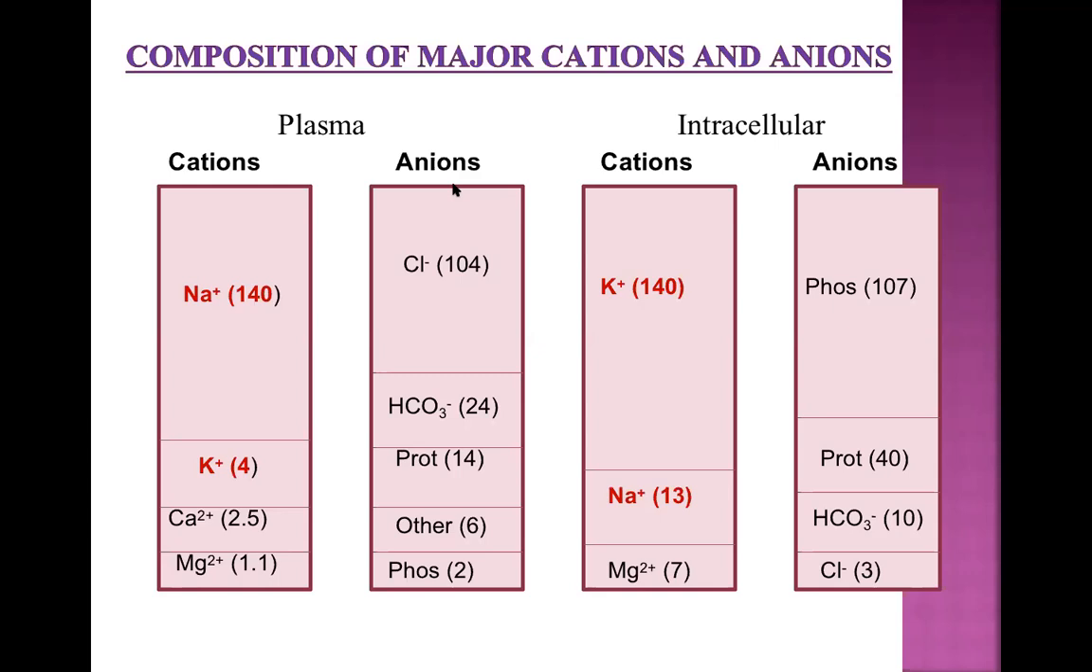Whereas regarding the anion, chloride is the dominant one in the extracellular fluid, and the second on the list is bicarbonate. Both are anion. In the intracellular compartment, the dominant cation is potassium now, exactly opposite than extracellular. Potassium is the dominant one, and after that it's sodium. Regarding the anion, the phosphate and the protein, they are predominant in the intracellular compartment.